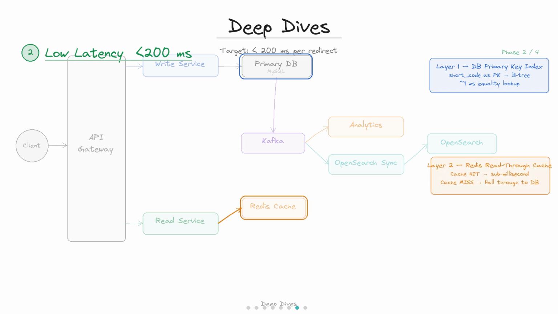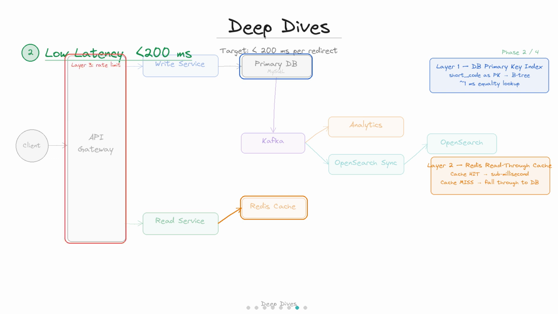Layer 2, Redis, read-through cache. Even with indexing, a database read involves disk I/O. At 100,000 requests per second, that adds up fast. We add Redis in front of the database using a read-through LRU strategy. On a cache hit, which is the vast majority of requests for popular links, we serve the long URL directly from memory. No disk, no network hop to the database. Sub-millisecond. On a cache miss, we fetch from the database, write to Redis, and redirect.